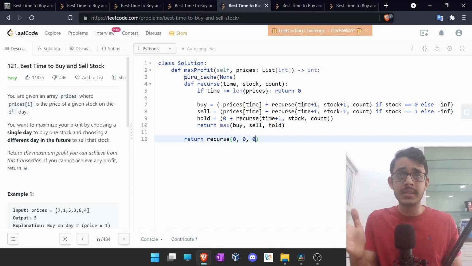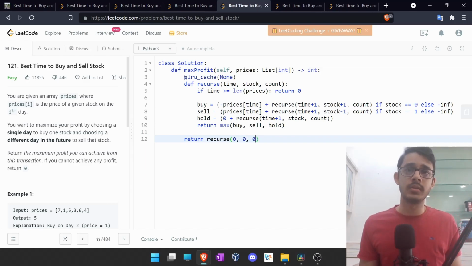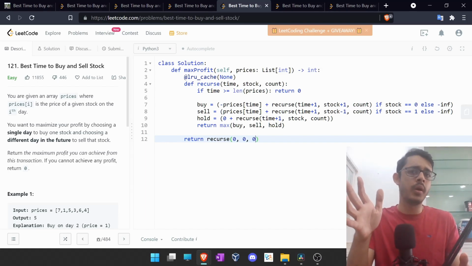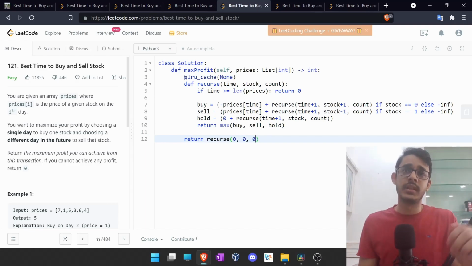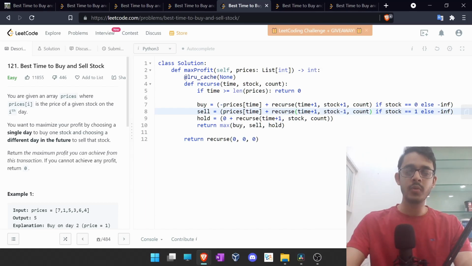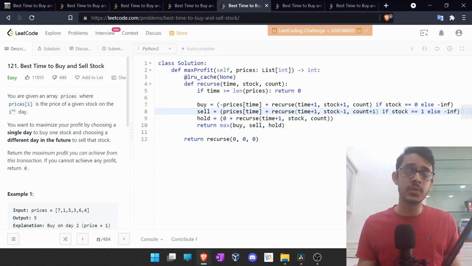Now, what constitutes a transaction? A transaction is a buy followed by a sell operation. First, we needed to have bought the stock somewhere earlier, and at a later point of time, we could sell the stock. This means that whenever we sell a stock, we have to increase the number of transactions we did by 1. And this is in fact the only thing we're going to change.